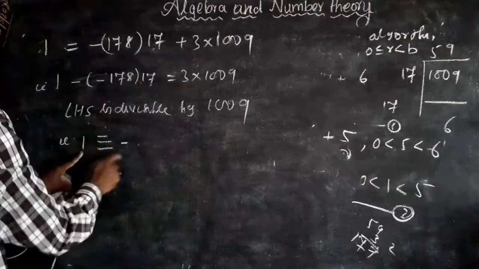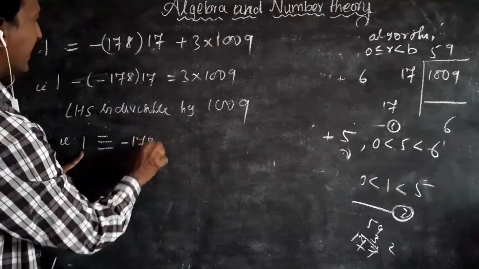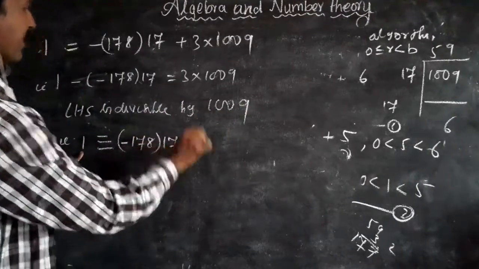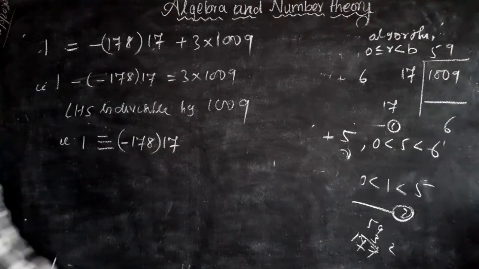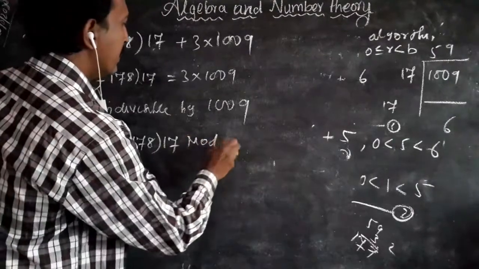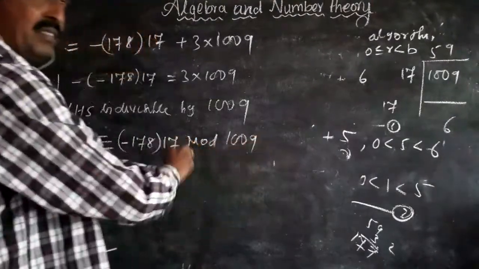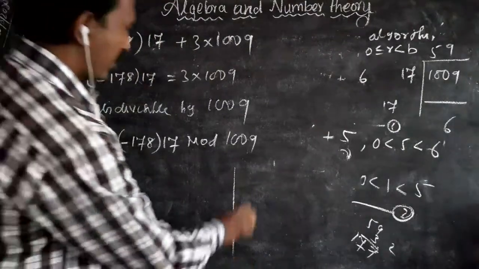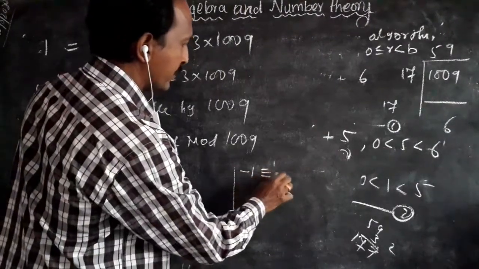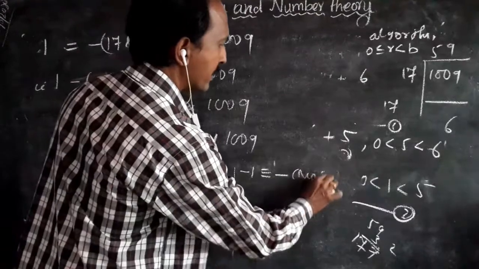So 1 is congruent to minus 178 into 17 mod 1009. For example, minus 1 is congruent to something mod 4.